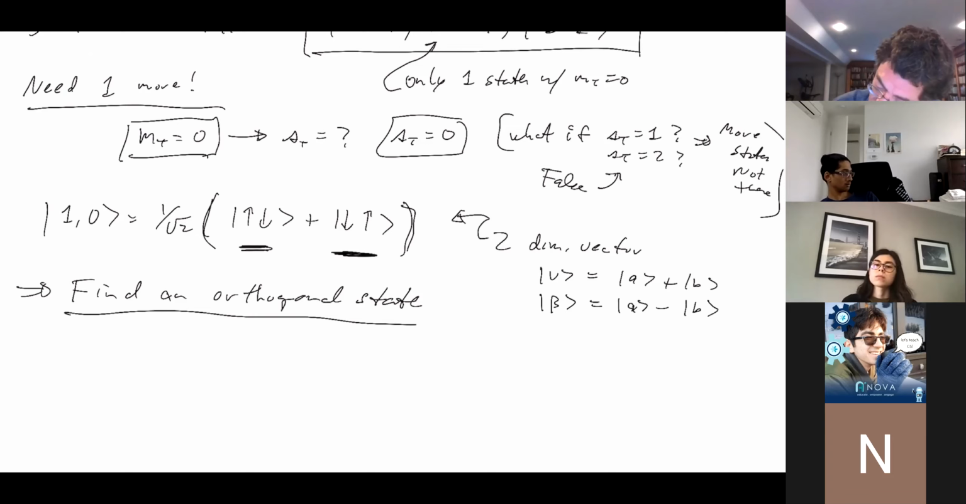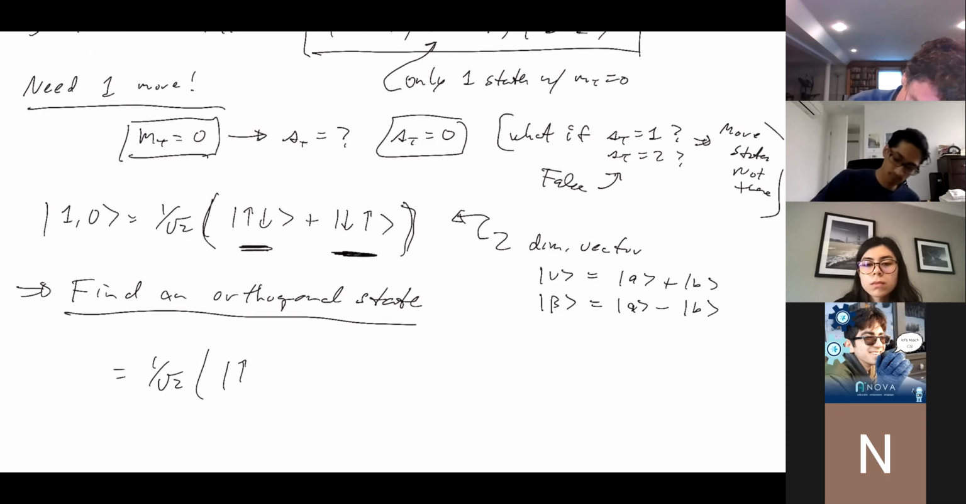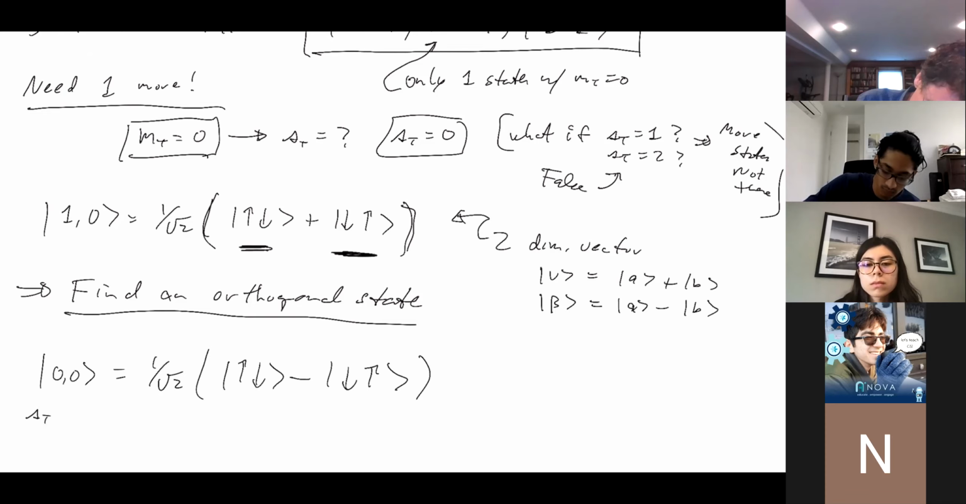And if these are orthonormal states, A and B, then that means that we can find a new orthogonal state, which is 1 over square root of 2 up, down, minus down, up. And then this state is going to be the 0, 0 state, where S total equals 0 and M total equals 0.